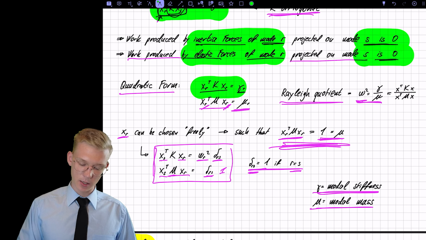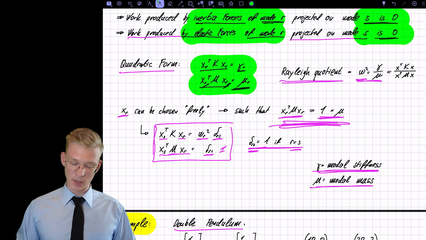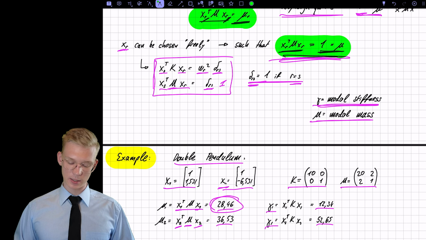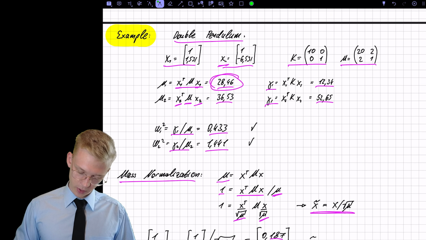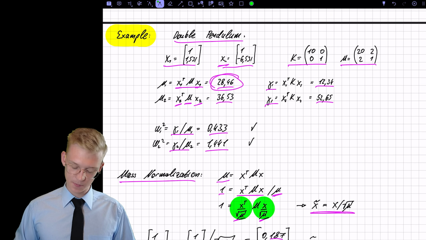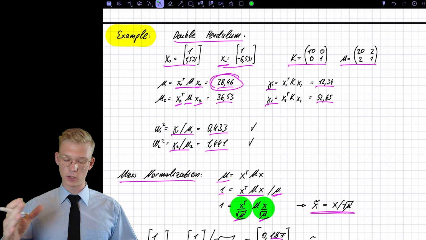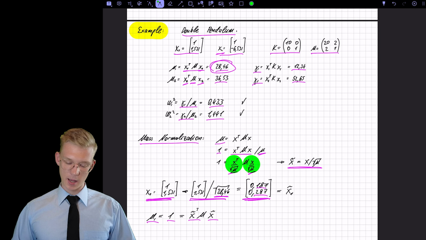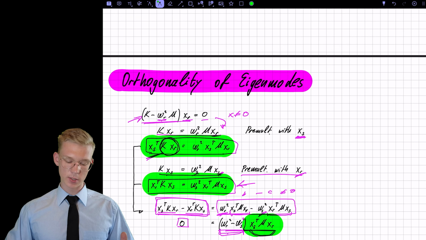Then we defined the modal mass and the modal stiffness, and we said that we can set the modal mass to unity if we divide the eigenshape by the square root of our modal mass. And this is basically all there is to the orthogonality of eigenmodes.